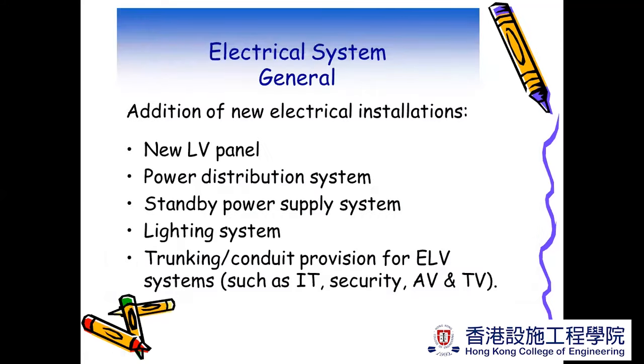In this case, we have some low voltage panel, right? By low voltage panel, we mean voltage normally is 220 and 380 or 415, but less than 1000 volts. There's also some other power distribution systems, distribution board, and essential power, for example, and then lighting and trunking conduit, provision for those extra low voltage, like IT cables, IT supply, security system, audio visual and television cables. These are all normally below 50 volts or 24 volts or even 12 volts. We call it extra low voltage.